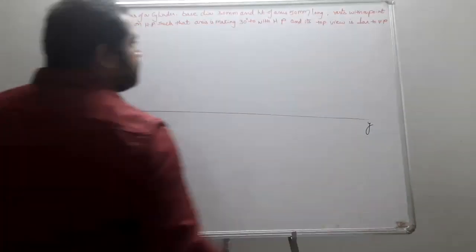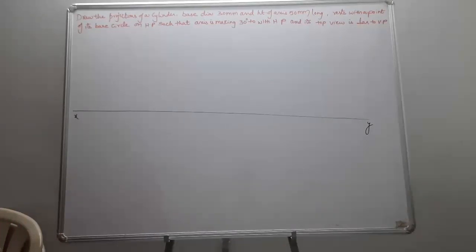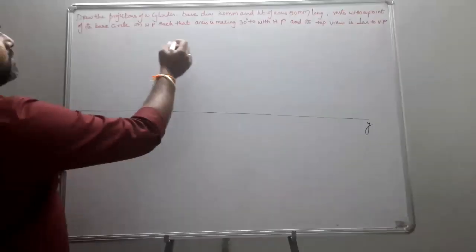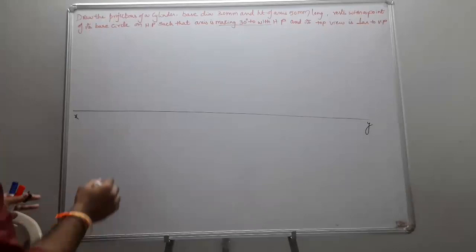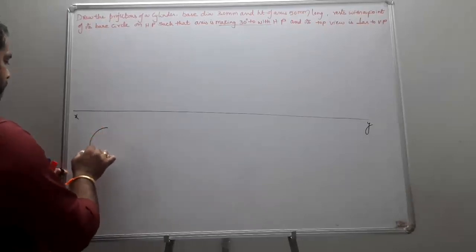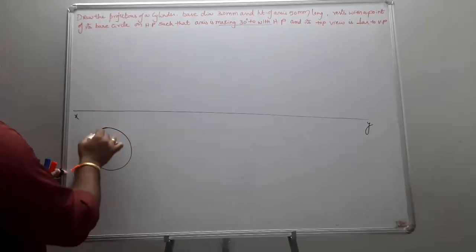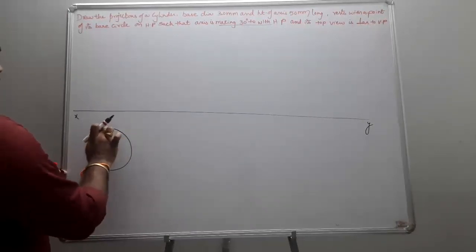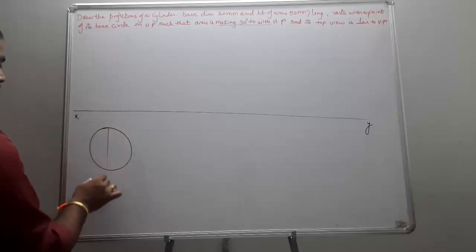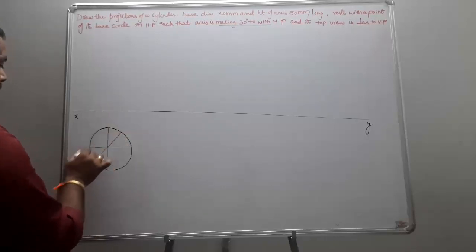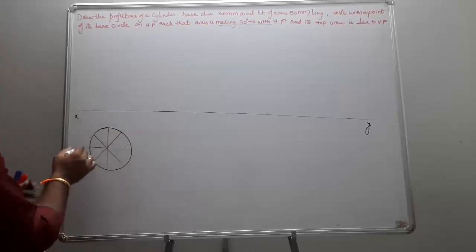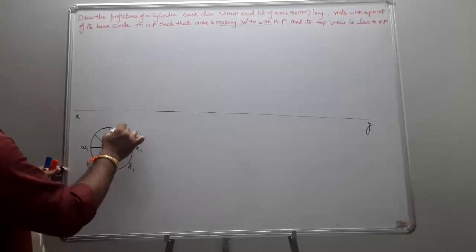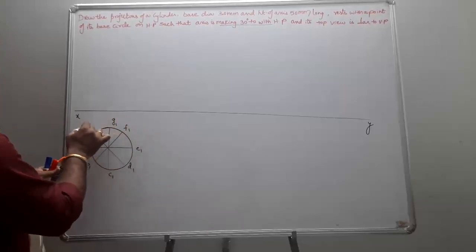XY. So if the axis is making 30 degrees with HP, means axis perpendicular to HP, top view gives the true shape. Okay, so divide your circle into 8 equal divisions for my convenience. Mark these points as A1, B1, C1, D1, E1, F1, G1, and H1.